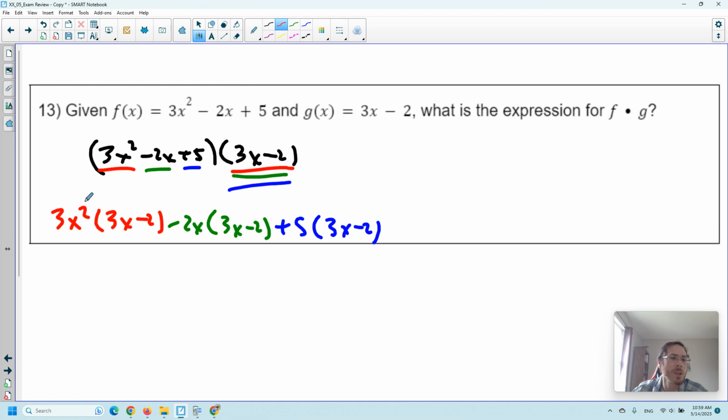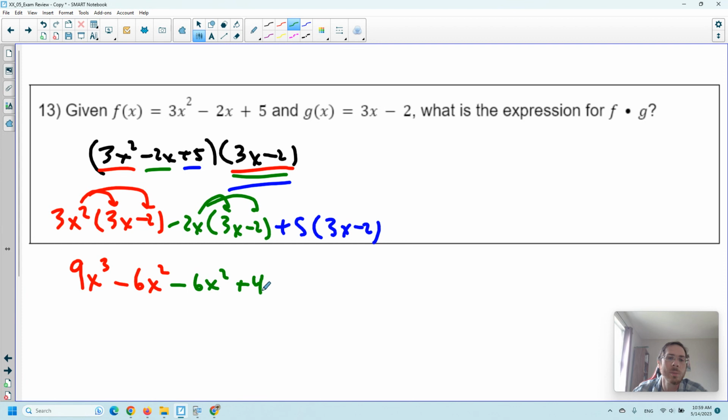All right, and then from here, like I said, we just distribute a whole bunch. 3x squared times 3x is 9x to the third. 3x squared times minus 2, negative 6x squared. Minus 2x times 3x is minus 6x squared. Minus 2x times minus 2 is plus 4x. 5 times 3x is 15x. 5 times negative 2 is negative 10. And then we combine all the like terms.